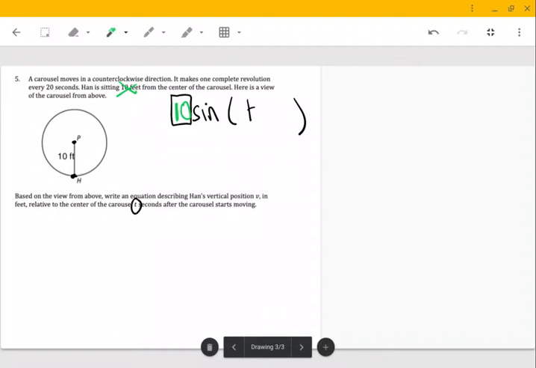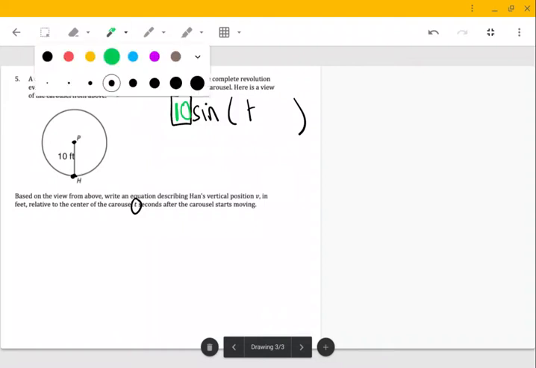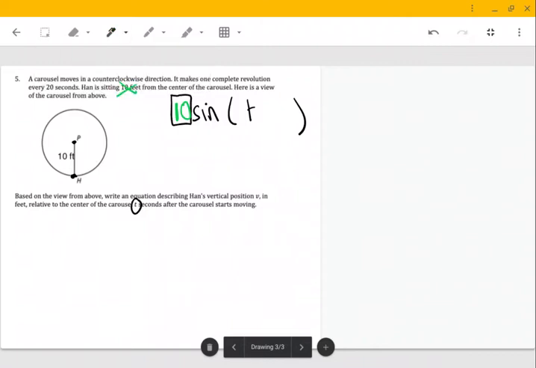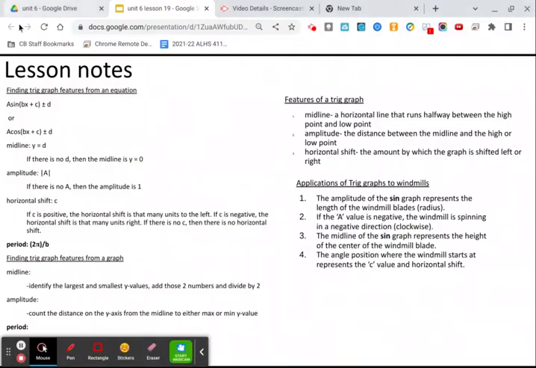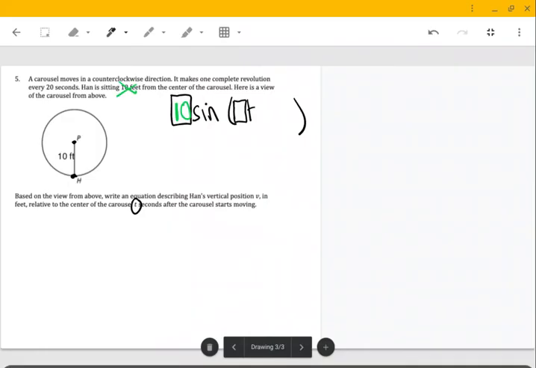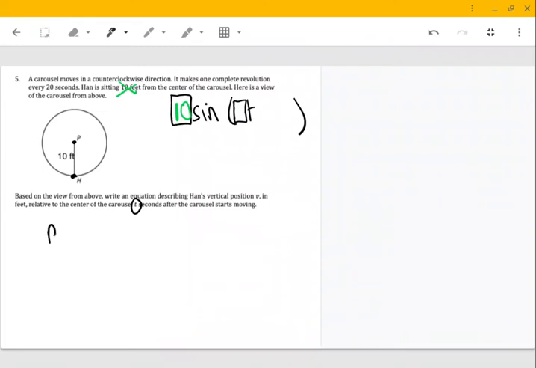Okay, the next thing we're going to decide on is this number right here, which is the b value. So the b value, remember, helps us find the period. That number that goes in front of the x, or in this case t, inside the parentheses is the b value, and that's used to find the period. So the formula for period, remember, and I'm going to do this down here, is 2 pi divided by b.